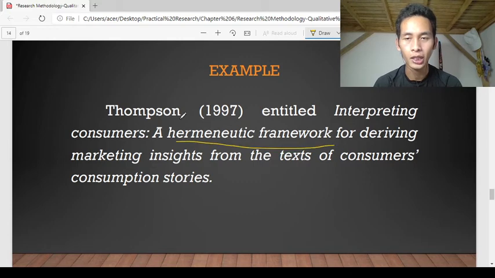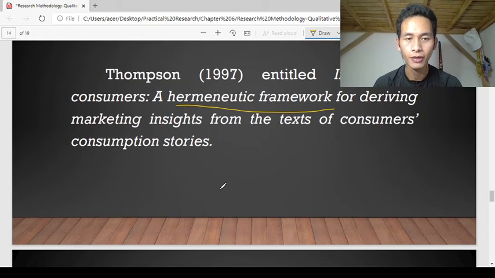Hermeneutic framework, interpreting consumers. So for deriving marketing insights from text of consumer consumption stories. So this requires in-depth interviews on various customers to derive marketing insights out from consumers' consumption stories.